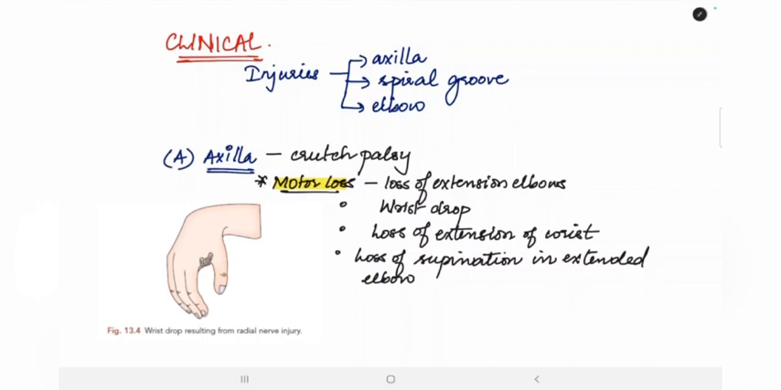So because of that, there will be loss of extension of the wrist and loss of extension of the digits. Then there will be loss of supination in the extended elbow because the supinator and the brachioradialis are both paralyzed. But supination becomes possible in the flexed elbow. Why? Because of the action of the biceps brachii. Is the biceps brachii supplied by the radial nerve? No. So even if there is injury of the radial nerve, supination is possible in the flexed elbow due to the action of biceps brachii.